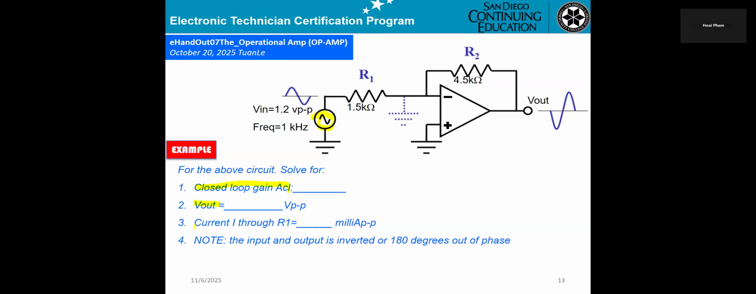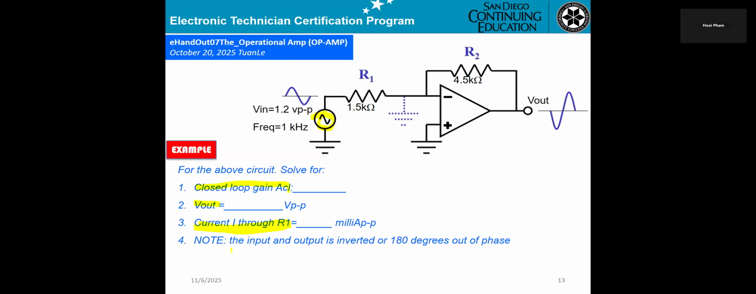And now they want the current through R1. That means you can take the V out and divide by R2, 4.5K. And also, they want the current through R1. You take 1.2 and divide by R1.